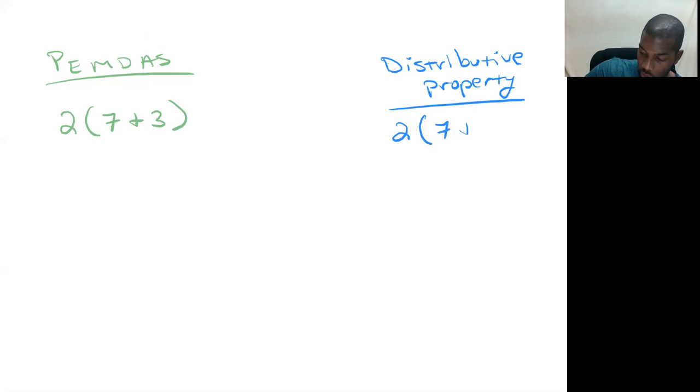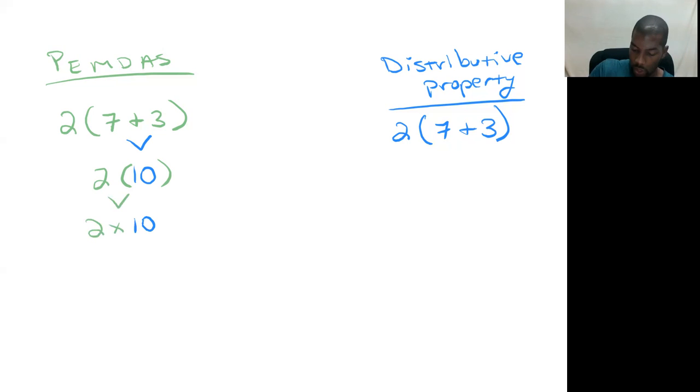And now we're going to use our 2 different methods to solve this problem, right? All right, using PEMDAS, let's solve the parentheses first. 7 plus 3 is 10. And then we have the 2 on the outside. 2 parentheses 10 is really 2 times 10. 2 times 10 is really 20, right?